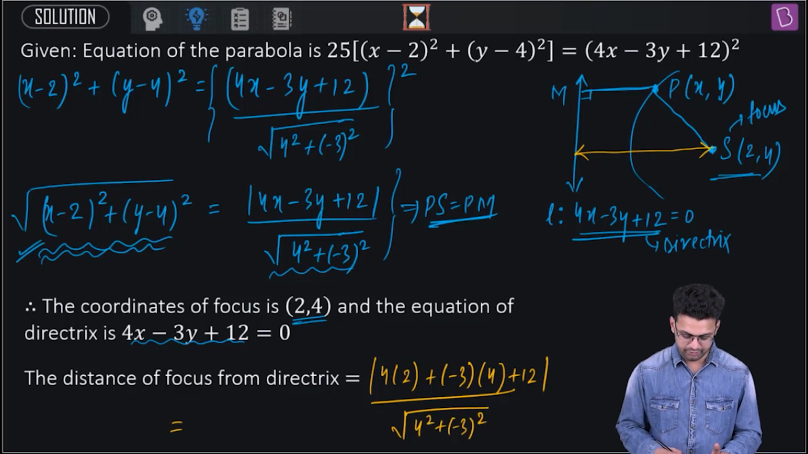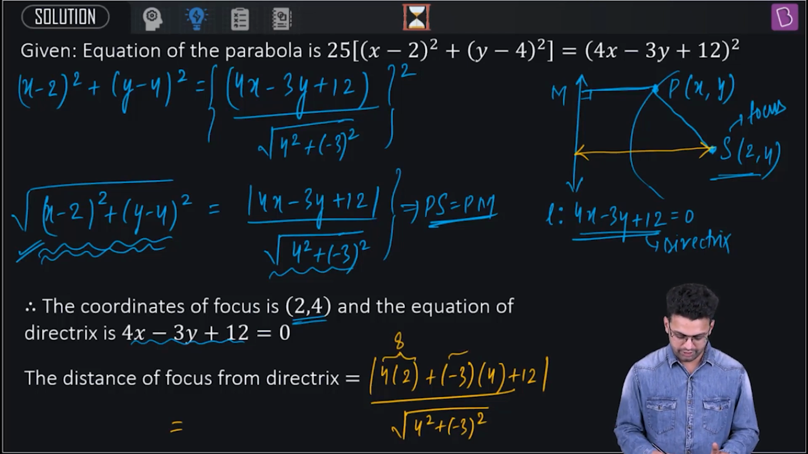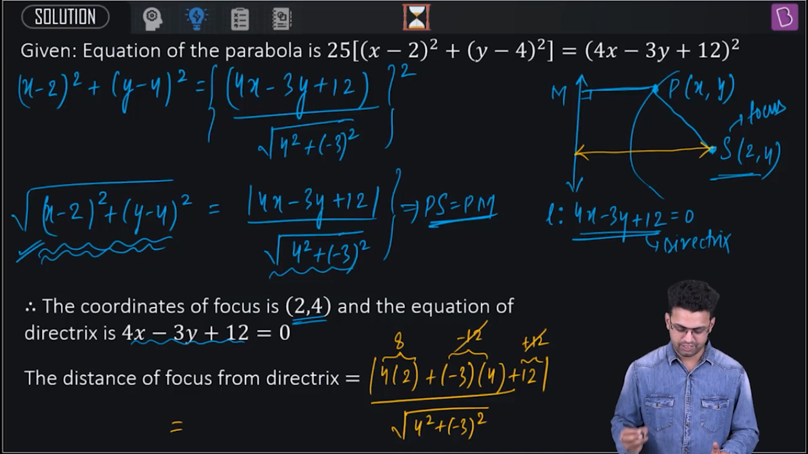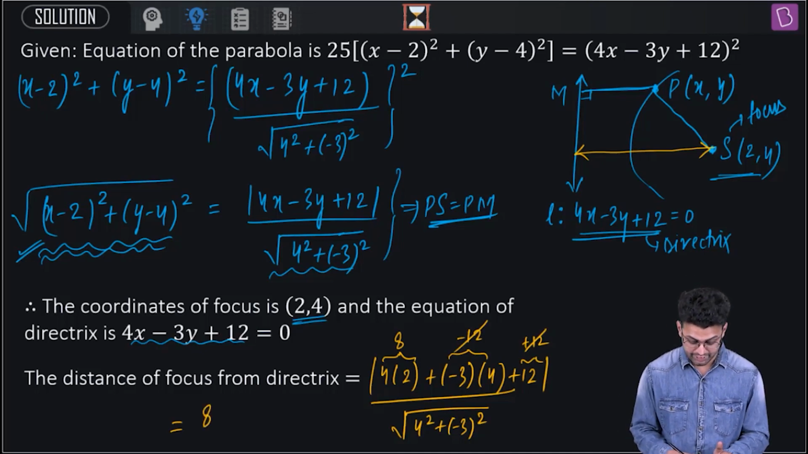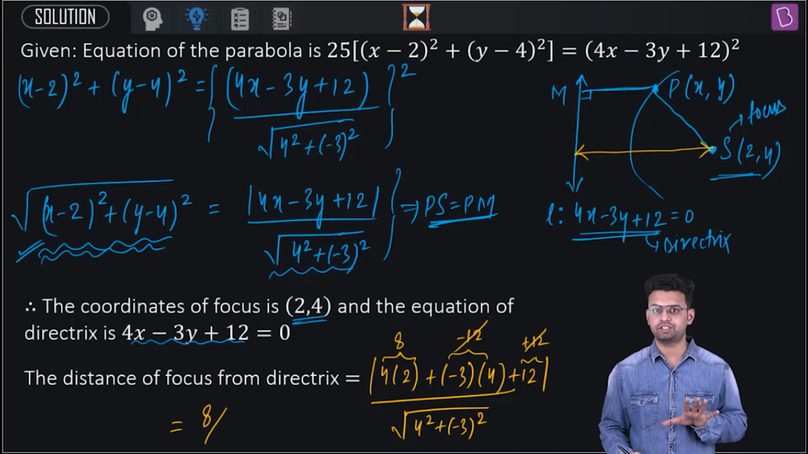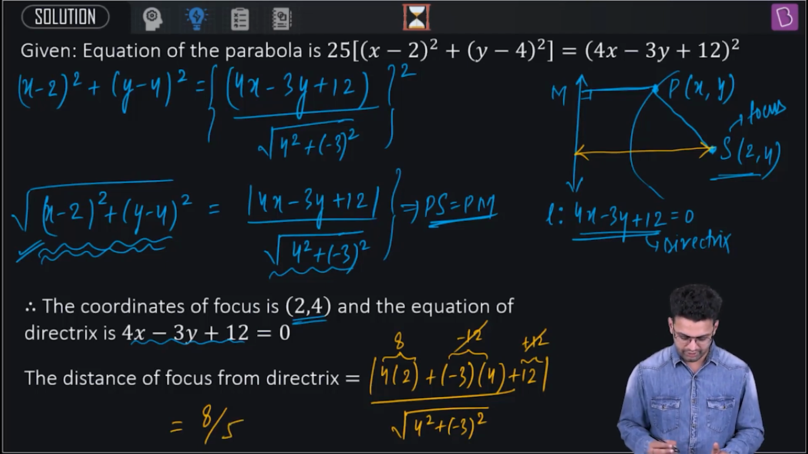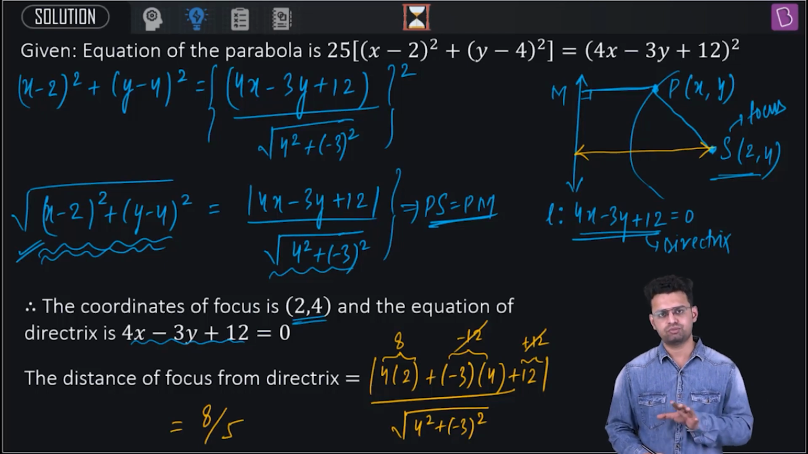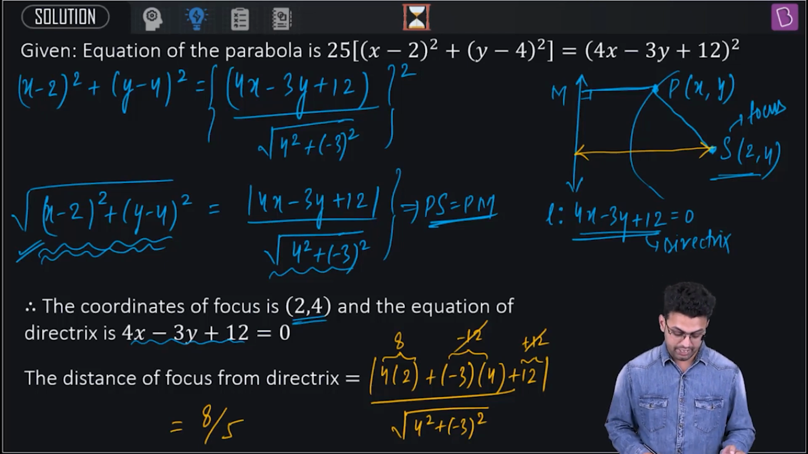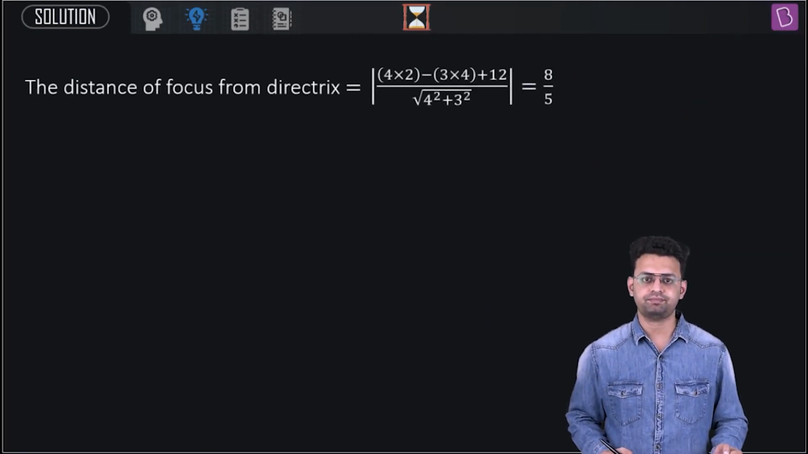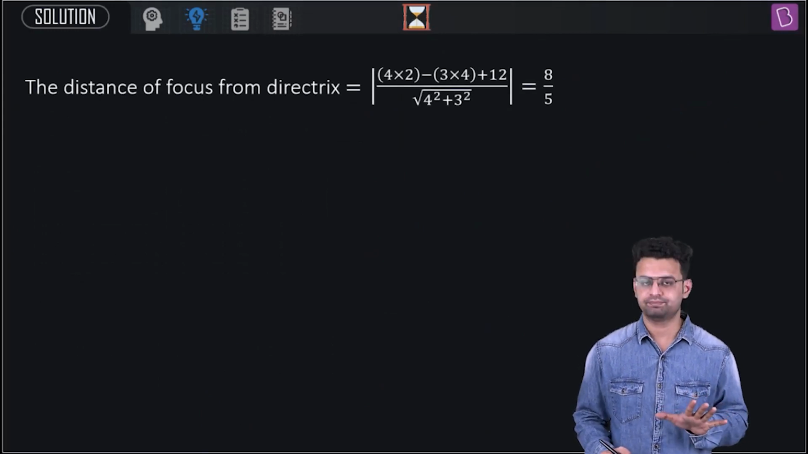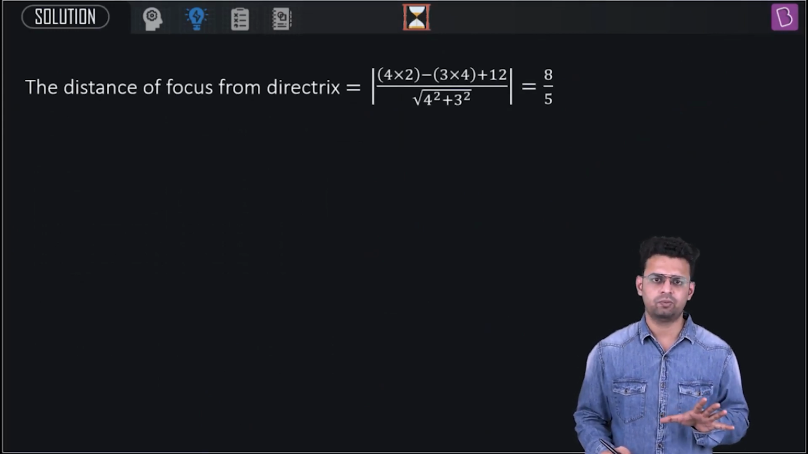I'm simplifying it here. So 4 into 2 is 8. Minus 3 into 4 is minus 12. This is already plus 12. Plus 12 and minus 12 will get cancelled out. Mod of 8 is 8. In the denominator, I have 16 plus 9, 25. Root of 25 is 5. So finally, I am getting the distance of the focus from the directrix as 8 upon 5. Correct? Everything is good to go till now?